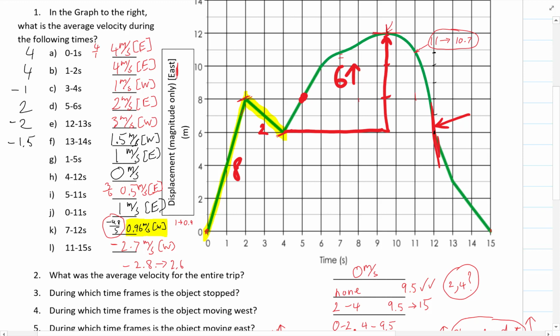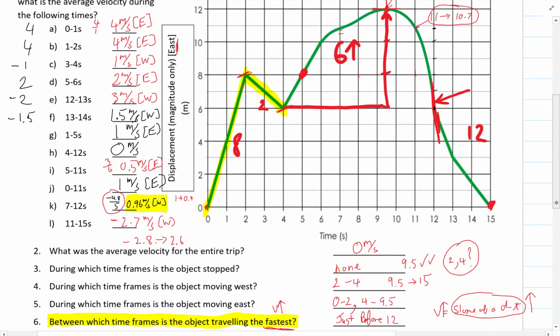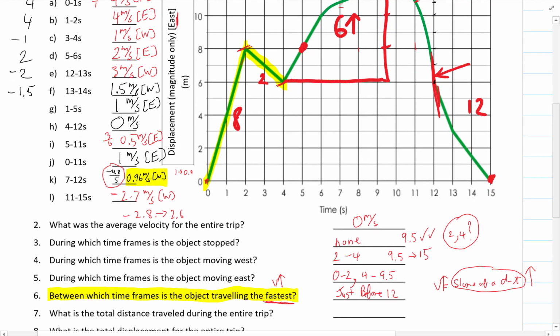And then this is from 12 to 15. That's 12 more because it goes from 12 down to 0, sorry, down to 0 at the time of 15. So it's distance, not displacement. So we just add up all these numbers. It's 8 plus 2 plus 6 plus 12, and we get 28.